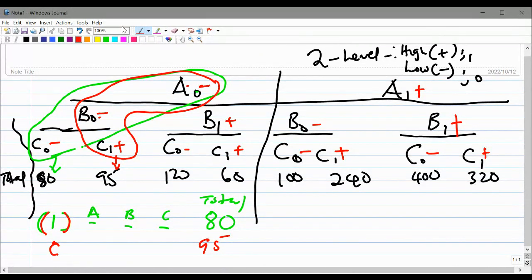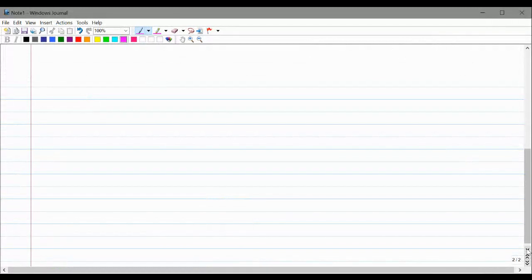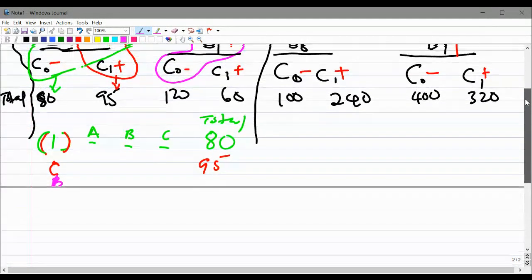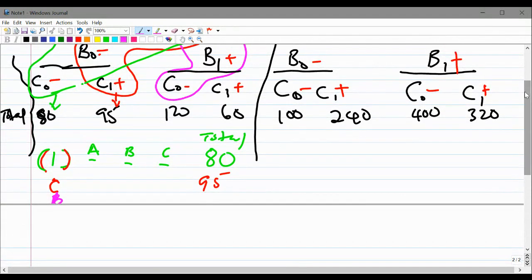Now, let's continue. When A is at lower level, but B is at higher level, and C is at higher level, we're going to get B, right? B, isn't it, colleagues? Yes, correct, sir. Correct. Thank you. So now B will be 120. Give me the rest. This B now is at 120.